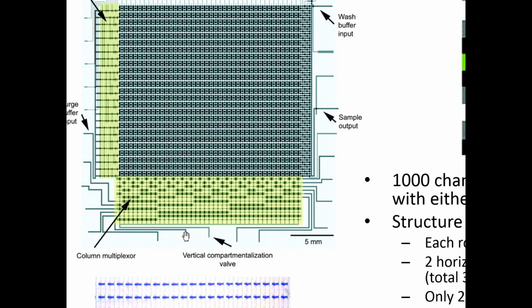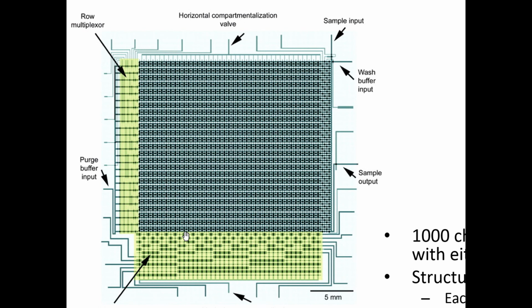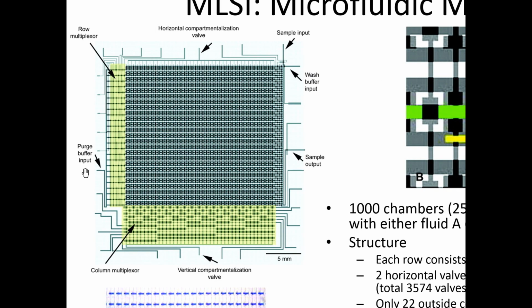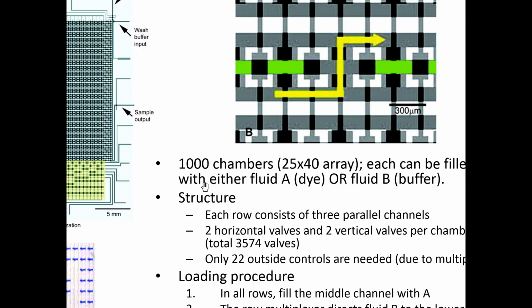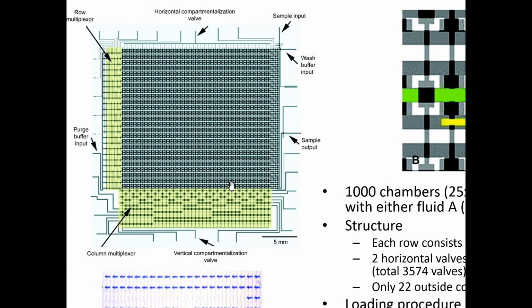So they use their valves. They use their multiplexing scheme, as you can see here. They had two multiplexers in this case. They had a row multiplexer and a column multiplexer. And they had some different fluidic inputs, which we'll talk about in just a second. So the row multiplexer allows you to, let's say, in this case they had a 25 by 40 array, and so there are 25 rows here and 40 columns here, giving a total of 1,000 chambers.